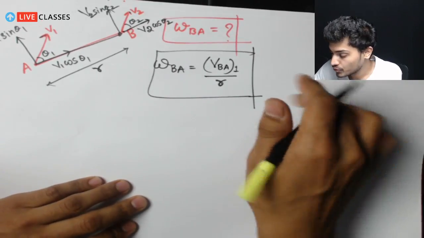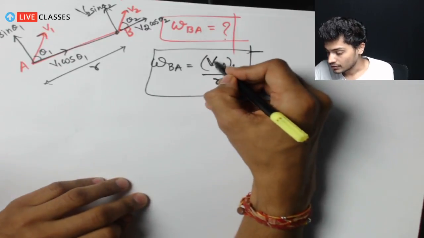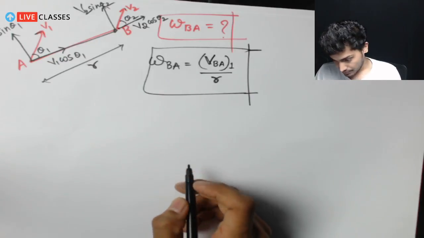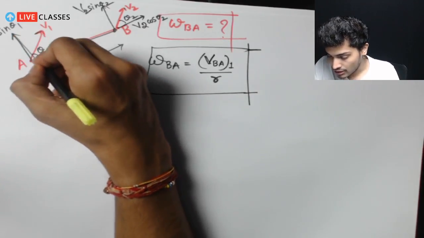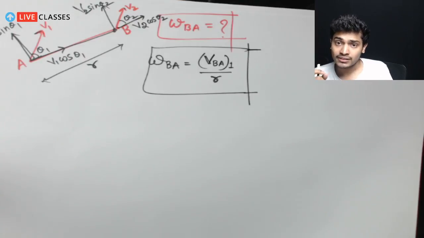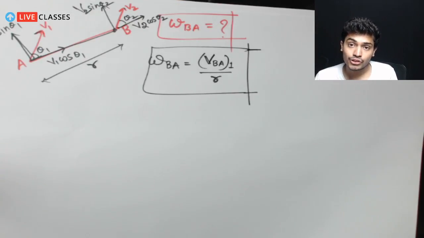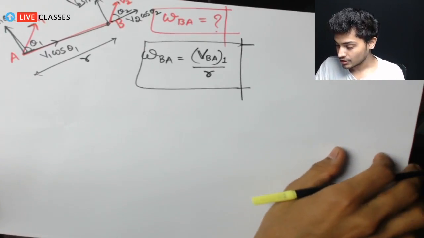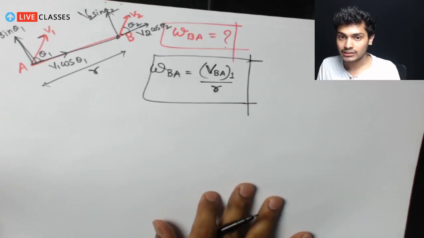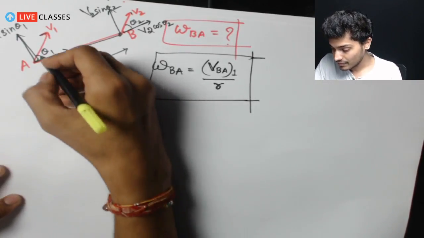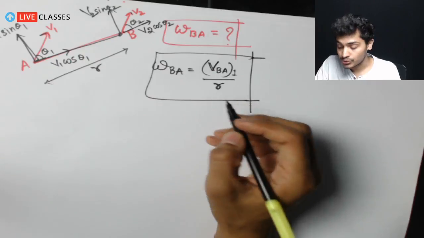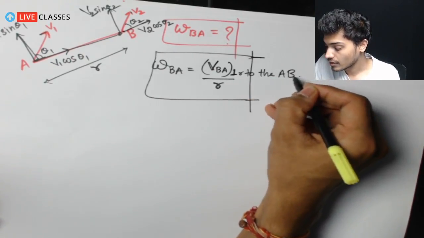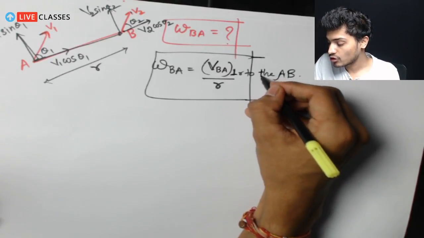So what we have to remember from here is, just resolve the velocity into two components, one parallel and one perpendicular to the line joining them, and just find the relative velocity perpendicular to the line joining them, right? So here, what will be the relative velocity perpendicular to the line joining them, perpendicular to AB? So using this formula we can solve the problems.